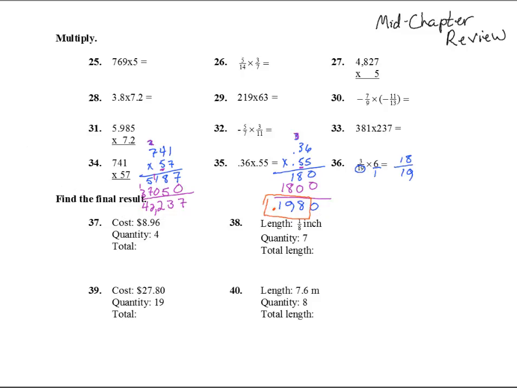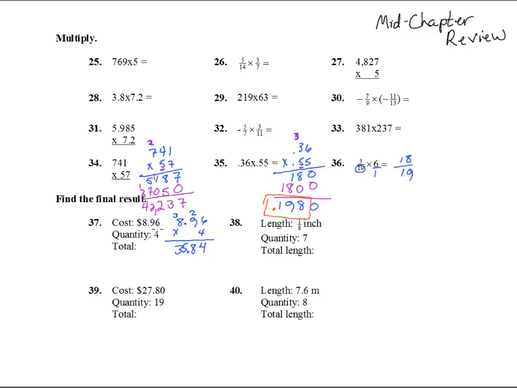Number 37, we have 896. And we bought 4 of them, so we're going to times it by 4 to get the total. 4 times 6 is 24. 4 times 9 is 36, plus 2 is a 38. 4 times 8 is 32, plus 3 is 35.